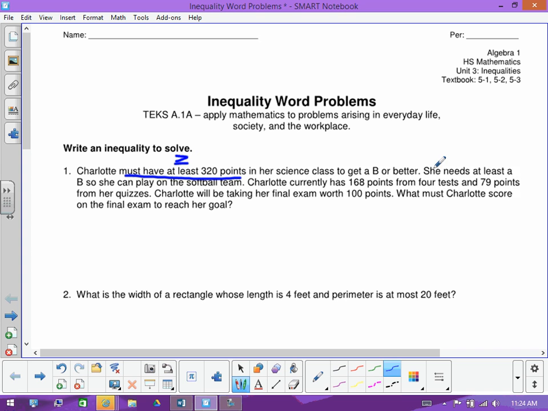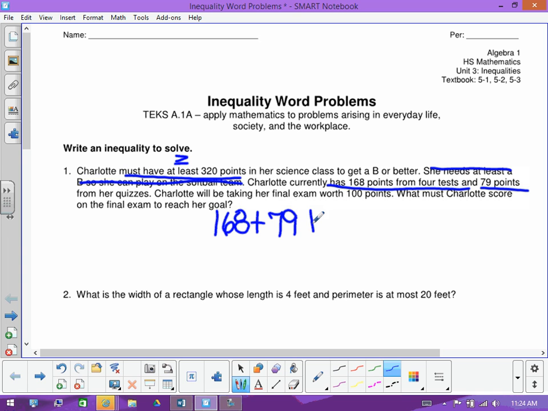This sentence really doesn't matter. I mean, she wants to play on the softball team, but there are no numbers involved in that that are going to help our problem. She currently has this much and this much. So that's your initial amount, like we've already talked about before. So we already have 168 plus 79.